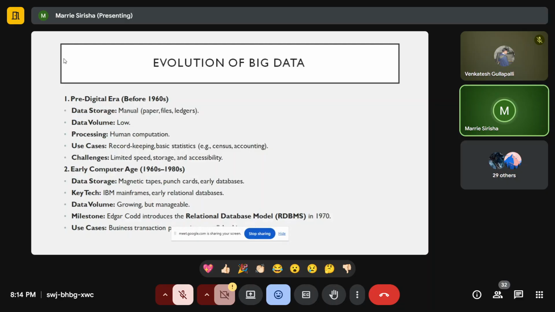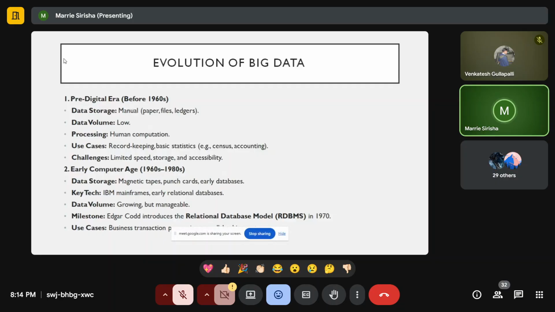And the next one, so what happened here is, ఇక్కడ రికార్డ్స్ కి అండ్ బేసిక్ స్టాటిస్టిక్స్ కి అకౌంటింగ్ కి దానికి యూజ్ చేస్తున్నాము అప్పుడు బిఫోర్ 1960s. అండ్ వాట్ ఆర్ ద ఛాలెంజెస్ వీ హ్యావ్ ఫేస్డ్ ఇస్ లిమిటెడ్ స్పీడ్ అండ్ యాక్సెసిబిలిటీ. యాజ్ ఐ సెడ్ యూ, ఆబ్వియస్లీ ఒక హ్యూమన్ చేయాల్సిన కంప్యుటేషన్ స్లోగానే ఉంటుంది. And it has less storage also, and accessibility also less.